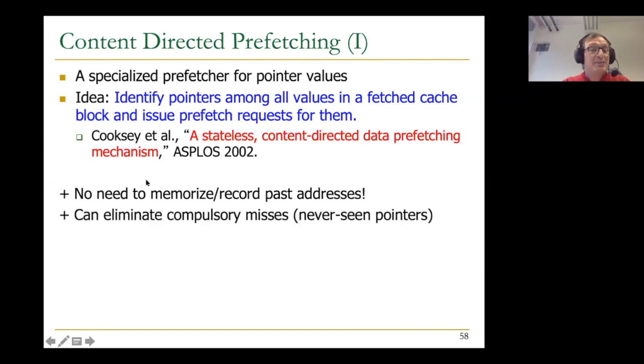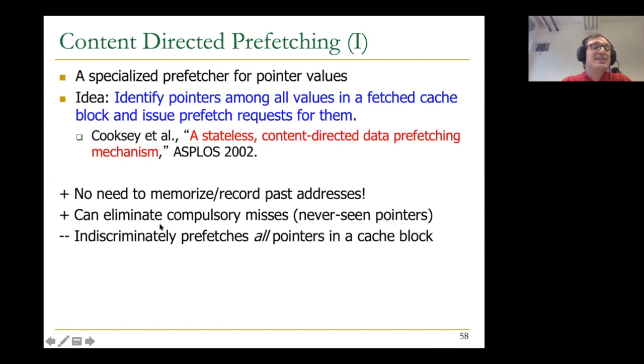It can eliminate compulsory misses, never-seen pointers, basically, because you just scan the cache block to find likely pointers, and it prefetches them. Of course, you need to be able to bring a cache block first and scan that cache block, and then you can prefetch pointers, and then those bring new cache blocks, and then you can scan them again. So you could keep doing this forever. So you can increase your prefetch distance and prefetch degree that way. So you can eliminate your compulsory misses by traversing through data structures this way.